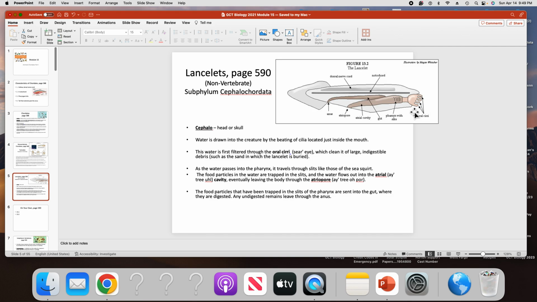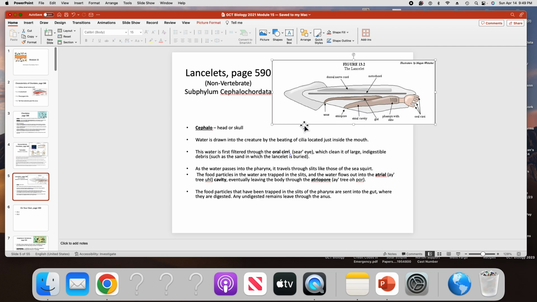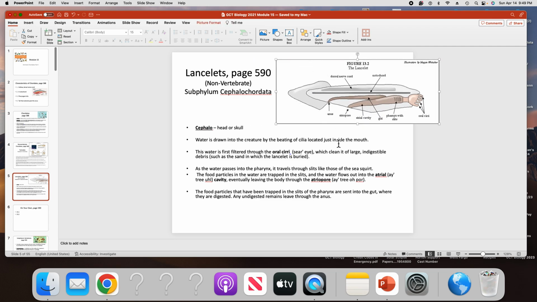As the water passes into the pharynx here, it travels through slits like those of the sea squirt, and the food particles are trapped in the slits, and the water flows out into the atrial cavity. So it will come out this way, eventually leaving the body through this opening called the atriopore.